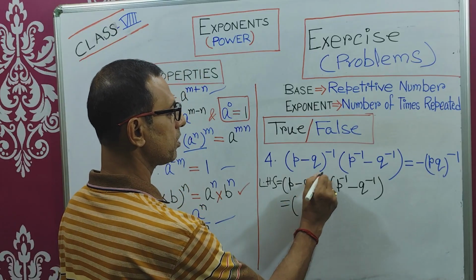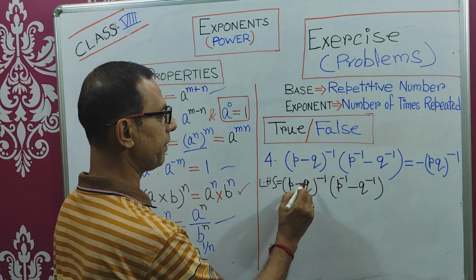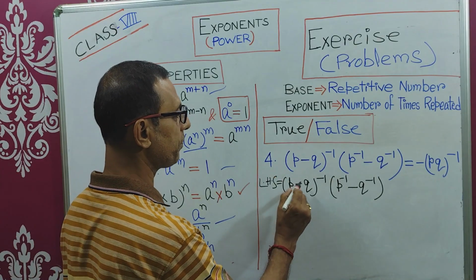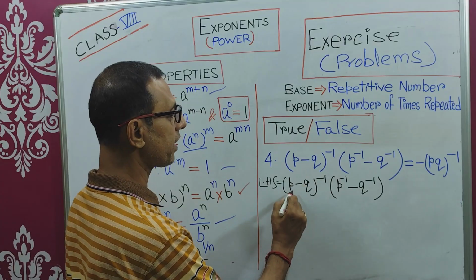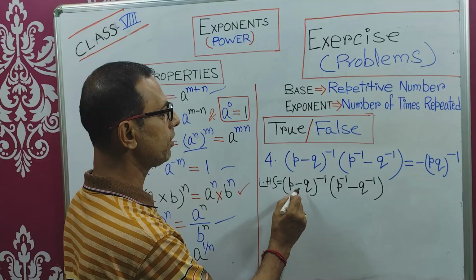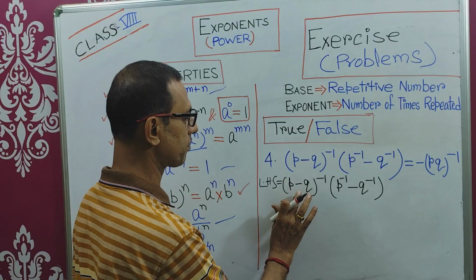You can write down (p minus q) whole to the power minus 1. That means the reciprocal, multiplication reciprocal. So if I need to change the sign of the exponent of the power, I need to change the position of the base, as I explained already, right?